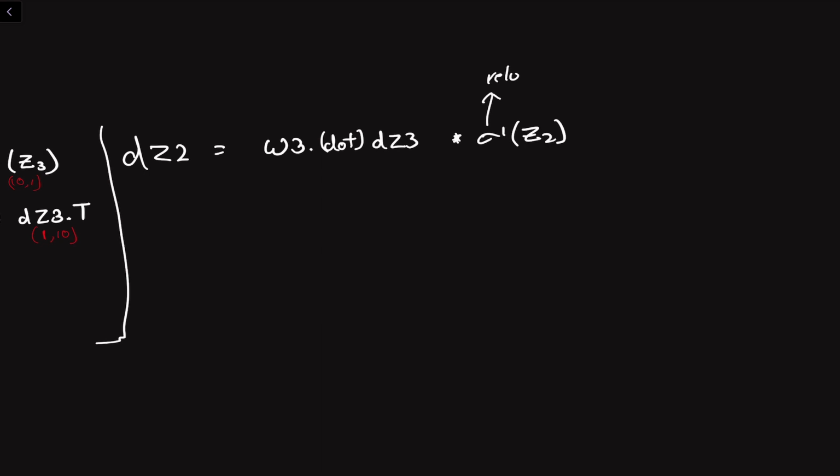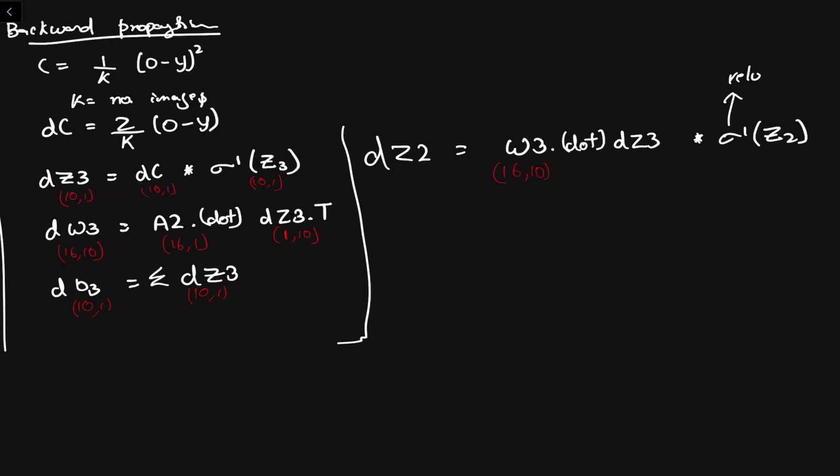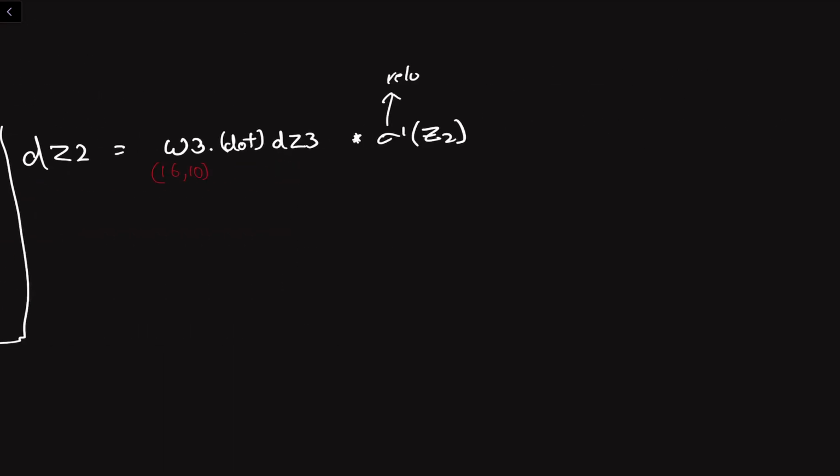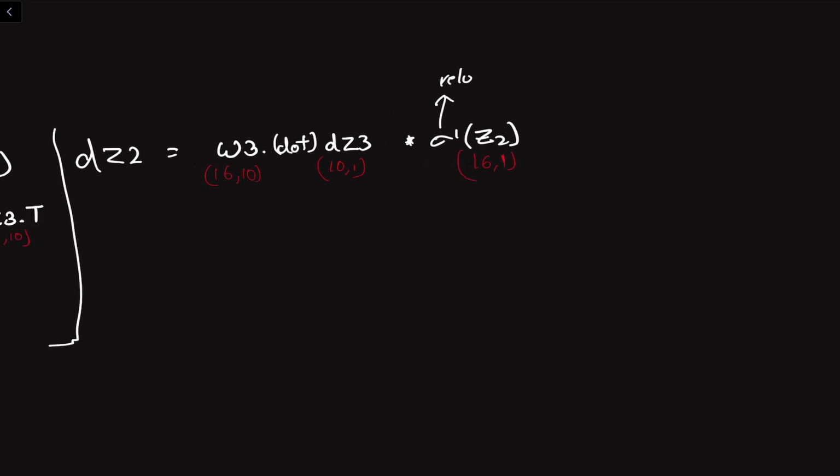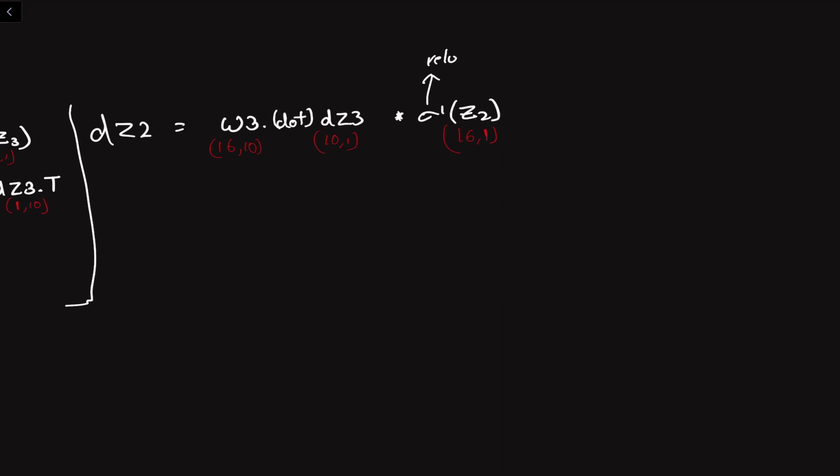Well, we can write out the dimensions here. W3 is nothing but 16,10. And DZ3, we can see here 10,1. So resulting will be a 16,1, and this is 16,1 for Z2. So 16,1 element-wise multiplication. This is gonna give us 16,1.